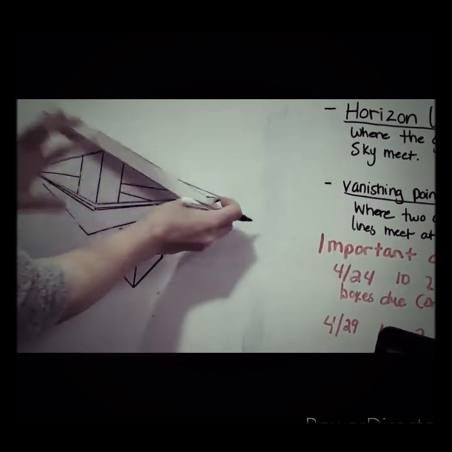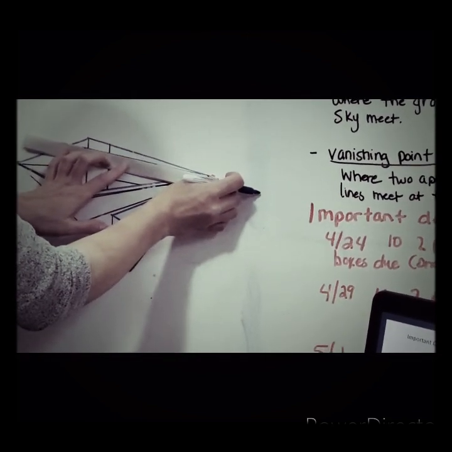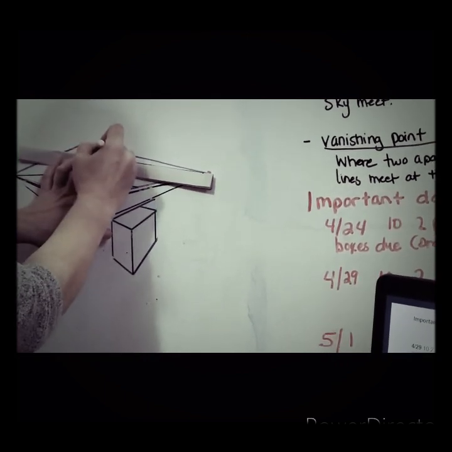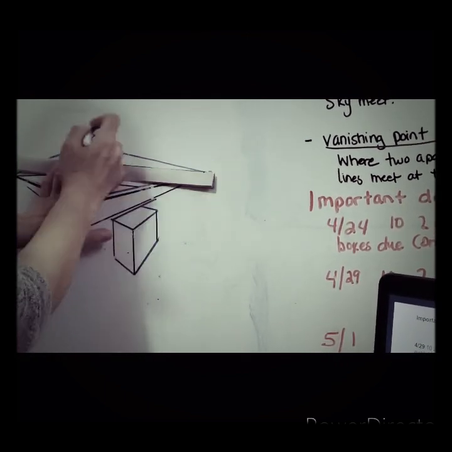Details like windows will go to your vanishing points. So you'll just line it up and draw your windows. Move it down.